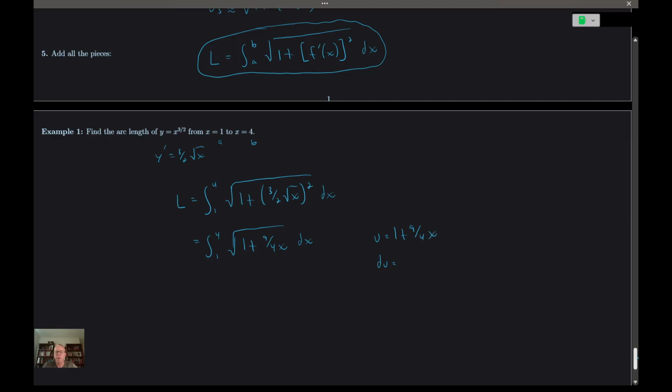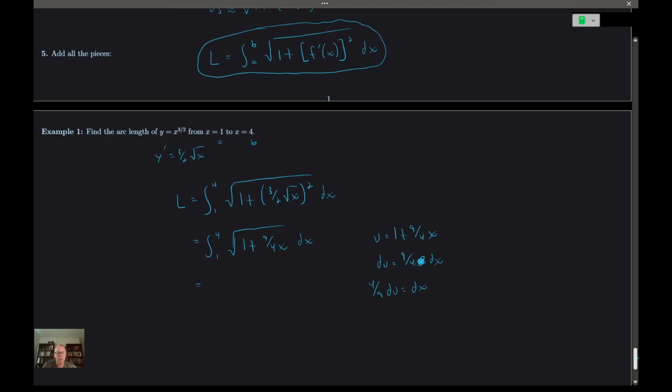So u is going to be 1 plus 9/4 x. du is going to be 9/4, not x, 9/4 dx. And so we just have a dx here. So let's move the 9/4 over. So we get 4/9 du equals dx.